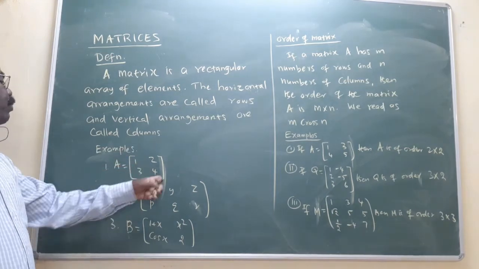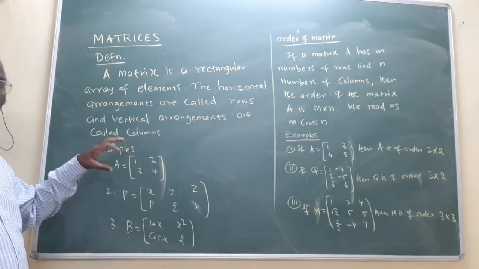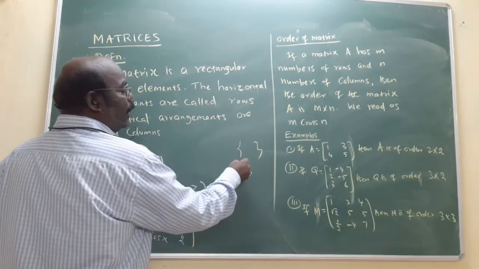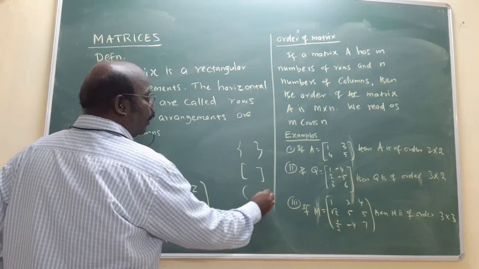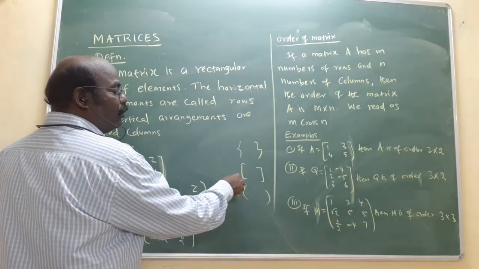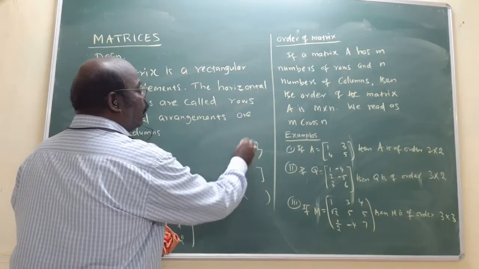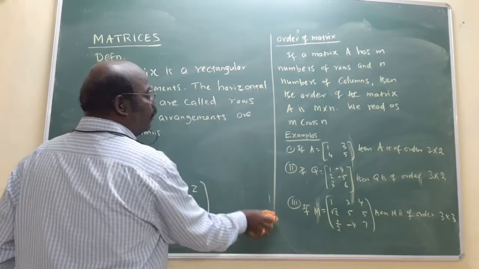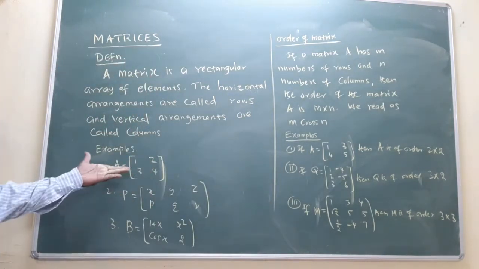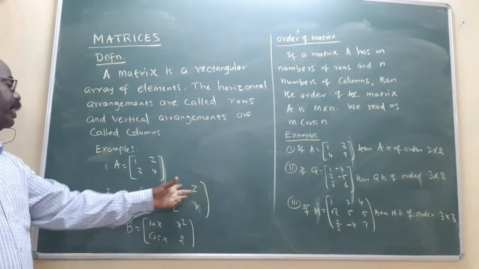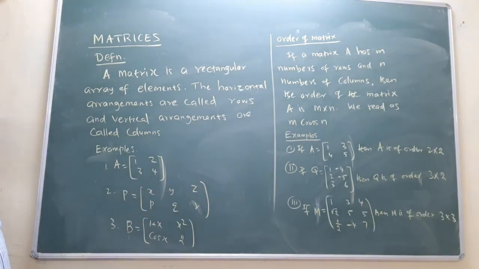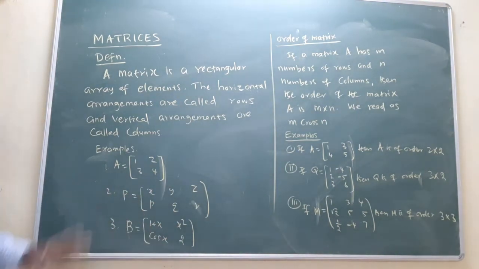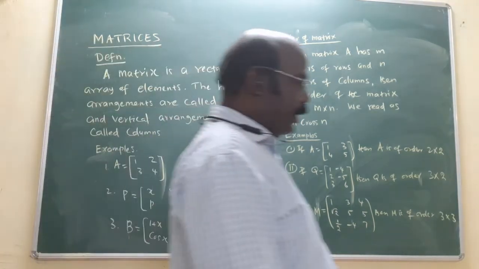Now, 1, 2, 3, 4. You want to write some elements or numbers inside this bracket, not separated. Don't put this bracket, only this bracket. Usually this bracket is easy for you. The other bracket is possible, but you will always put this type of bracket. A equal to 1, 2, 3, 4, this is a matrix. P equal to x, y, z, p, q, r. This is also a matrix. Then 1 plus x, cos x, x square, 2. This is also a matrix.